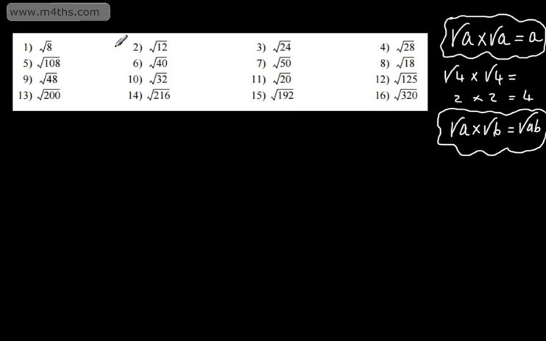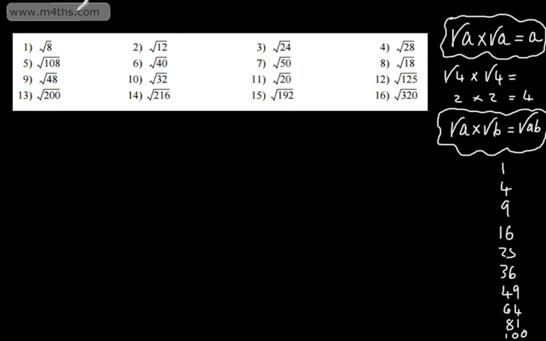I'm going to split each of these up as a product, so a multiple of a perfect square and a surd part. So let's look at simplifying the square root of 8. What we do here is look at the factors of 8, and we want the largest square number. Remember, our square numbers are going to be 1, 4, 9, 16, 25, 36, then 49, 64, 81, 100, and so on and so forth.